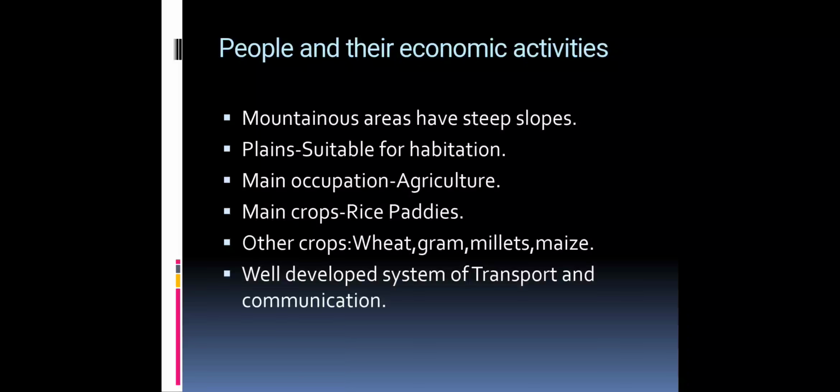Then I told you about the main crops which are grown here. There are other crops also grown like wheat, gram, millets, maize. But apart from this, the main crop which is grown here is the rice paddy. I also gave you the reason why rice is the main crop, because the monsoon type of climate and the fertile soil is best for the growth of rice. This was all about the occupation and crops grown here.